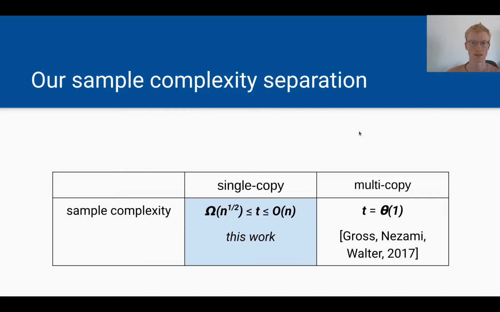Now, this sample complexity result also gives rise to a separation. Namely, in previous work by Gross, Nezami, and Walter, it's been shown that if you have access to two copies at the same time, then you can do stabilizer testing with a sample complexity that is independent of the number of qubits. In our work, we show that in the single copy case, there is a dependence on the number of qubits. However, if you compare this to what I showed you previously, the separation is not quite as huge. It's a bit more fine-grained.